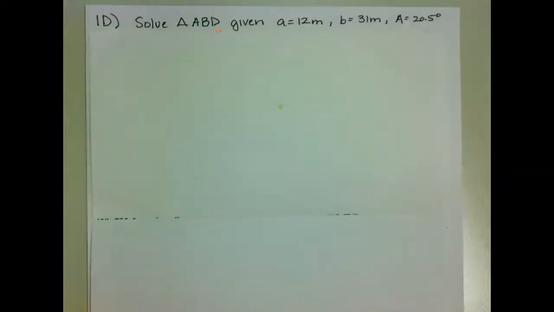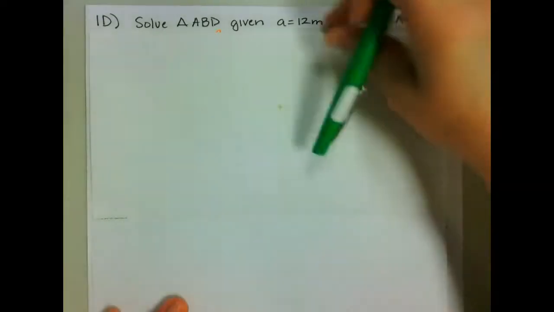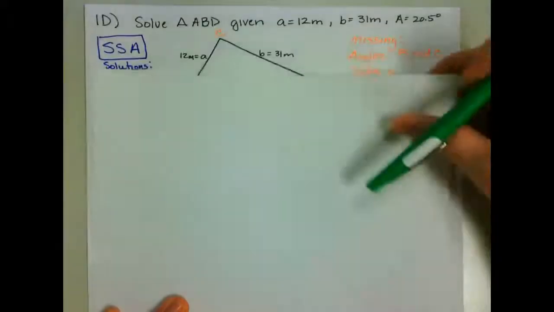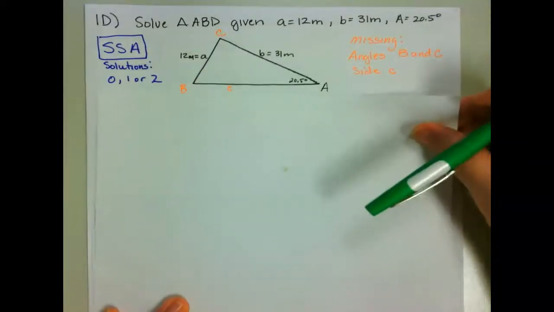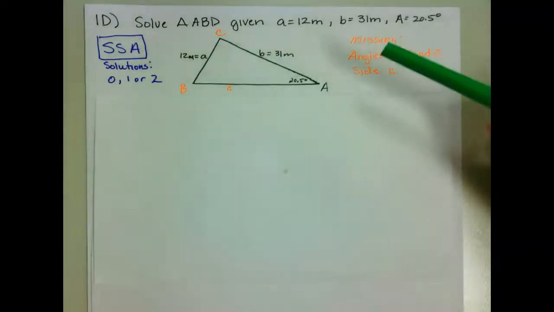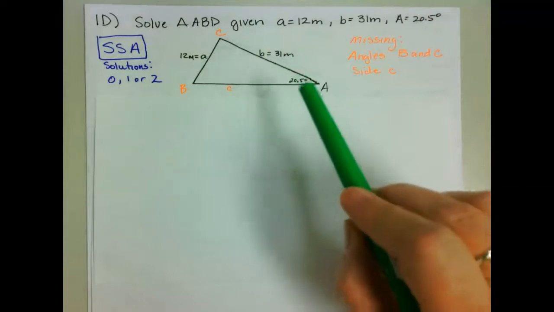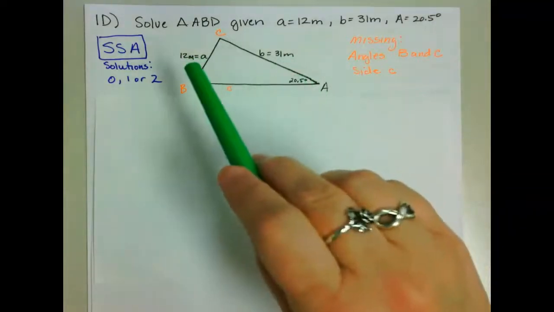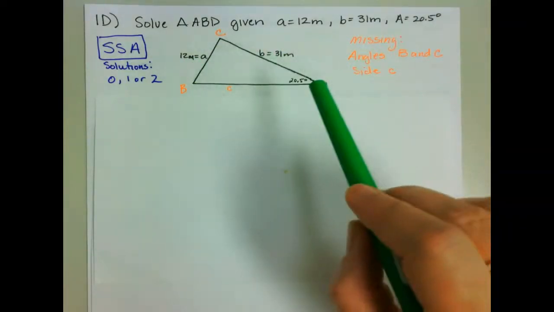Okay, for problem 1D, again we have our triangle ABC with our given sides, and the given information is a equals 12 meters, b equals 31 meters, and angle A is 20.5 degrees. So we are given two sides and an angle. We're going to label our triangle. It's always a good idea to do that at the beginning, to figure out what it is you need to do. So I have a side of 12, a side of 31, and then an angle.